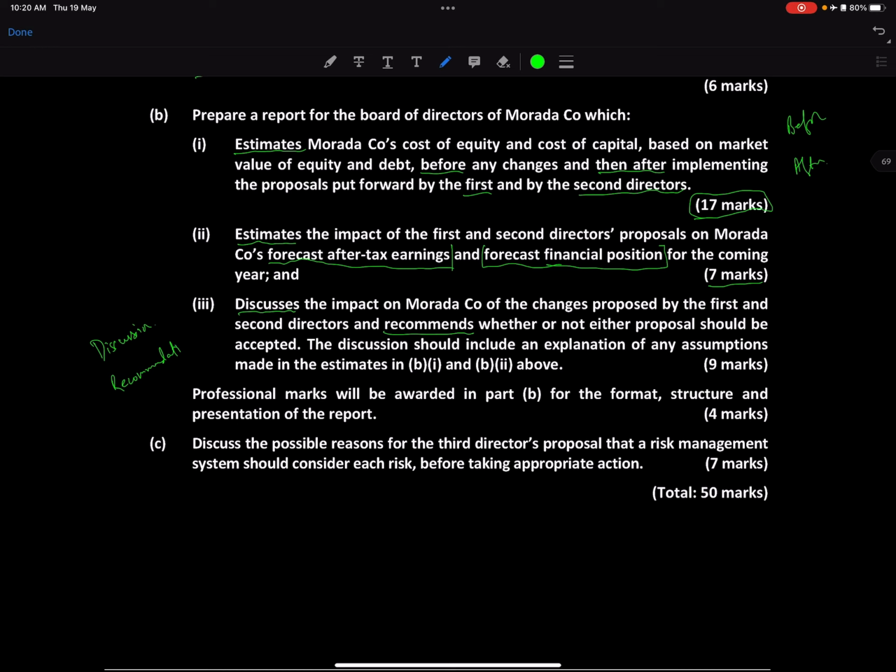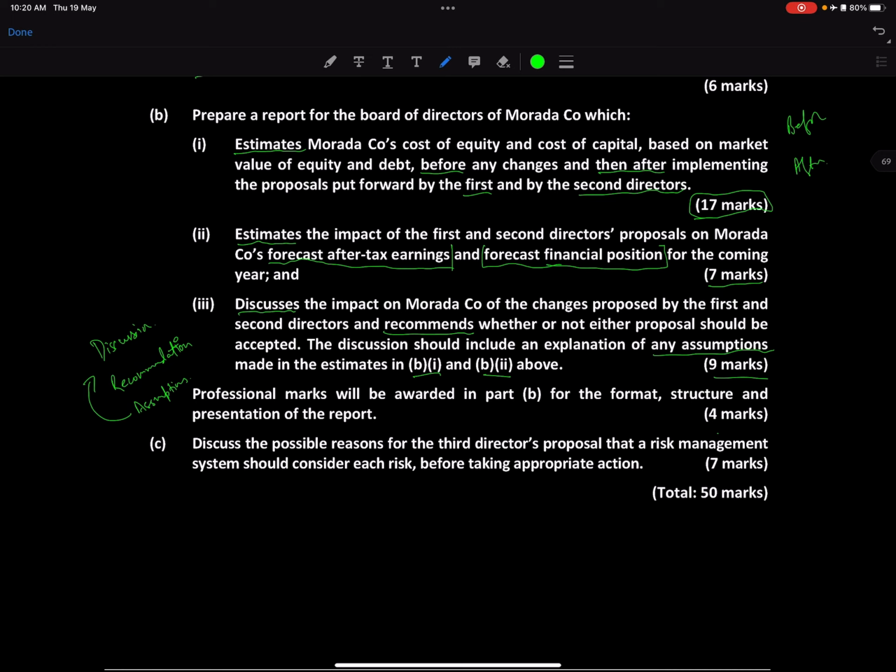It's always good to identify the requirements of the question, taking a bit of time rather than just reading the text. Whether or not either proposal should be accepted, so we need to make a recommendation, so we have to make a decision as well. Okay, so discussion should include an explanation of any assumptions. So we will have some assumptions as well, which could be within the discussion. And then after that we can have the recommendation at the end, otherwise it won't fit in the same situation. So in B1 and B2, assumptions as well. So 4 marks is there, so 9 marks is over here, right?